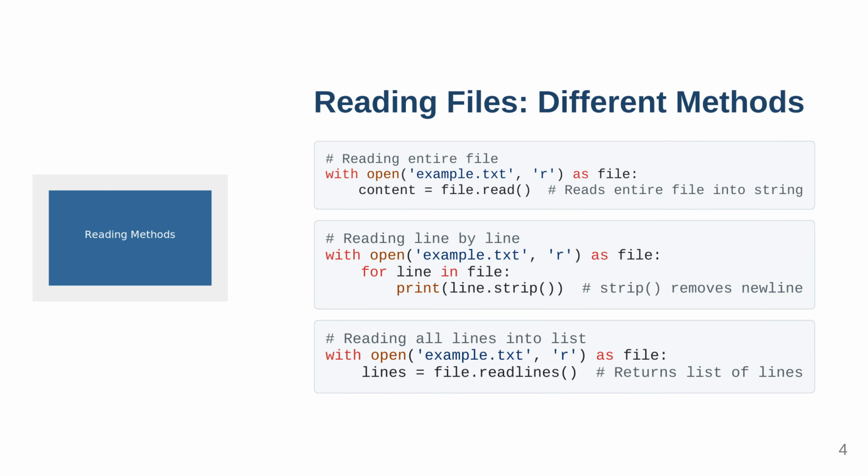Python offers several methods for reading files, each suited to different needs. Read is good for small files, while reading line by line is memory efficient for large files. Readlines is useful when you need to process all lines but want them in a list. Remember that read loads the entire file into memory, which might not be suitable for very large files.